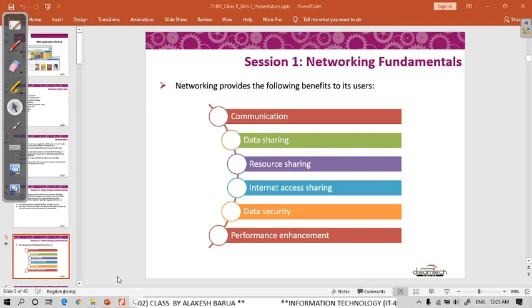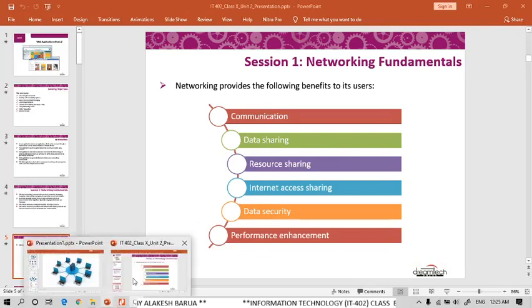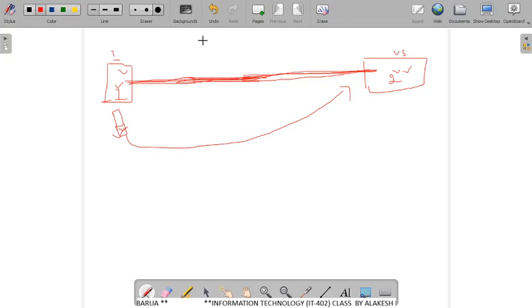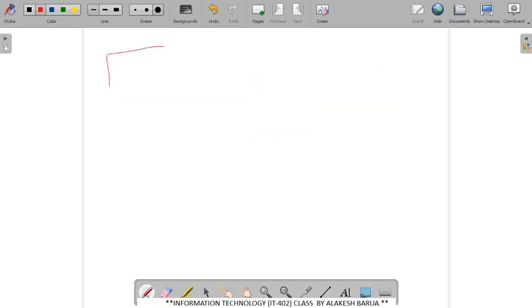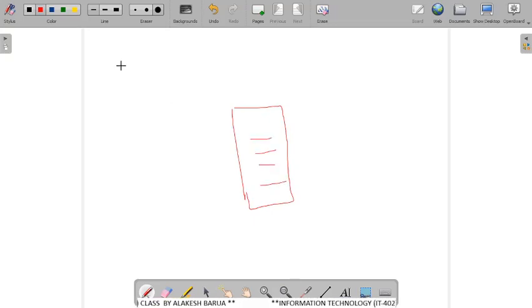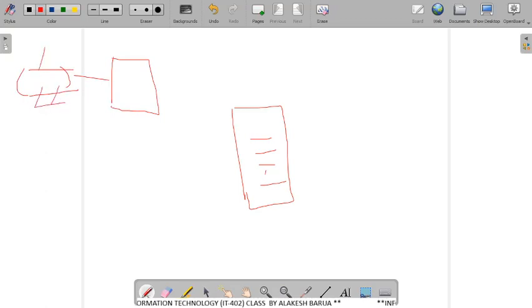Then resource sharing. Let me quickly tell you what a resource is. Let's think of one computer, a big computer here. This is a very powerful computer. Then there is a computer here which has a printer attached to it. And then there is another computer here which has a scanner attached to it.